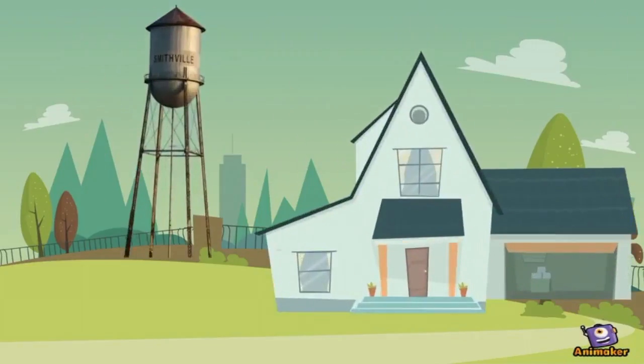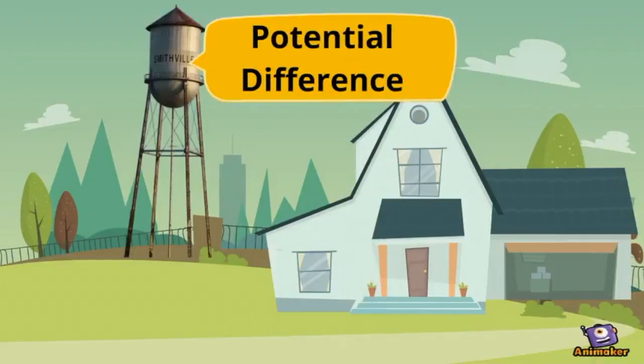We can better explain how electricity works with the analogy of a water system. In this analogy, the water tower represents the battery. The water in the water tower has potential energy, allowing it to move down the pipes and back to the water tower. The equivalent in an electric circuit would be the potential difference, which is measured in volts.